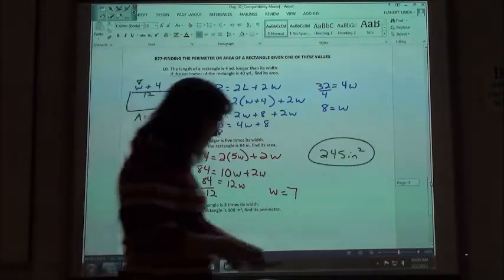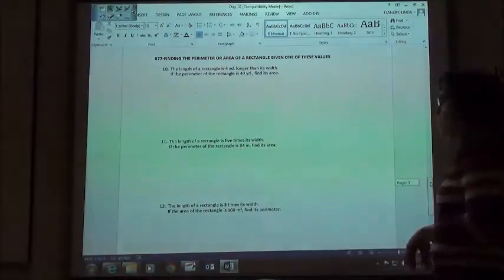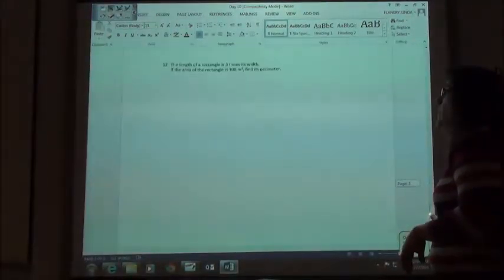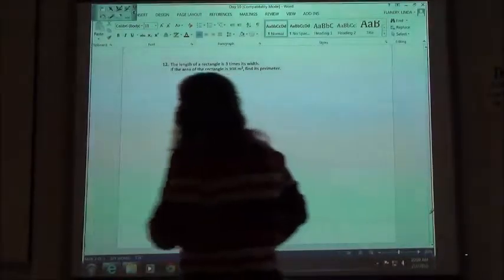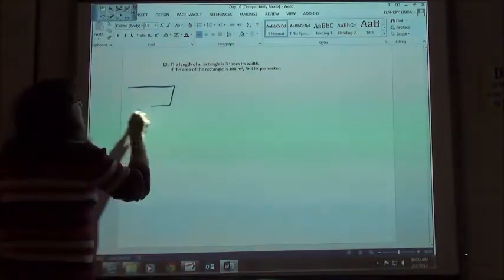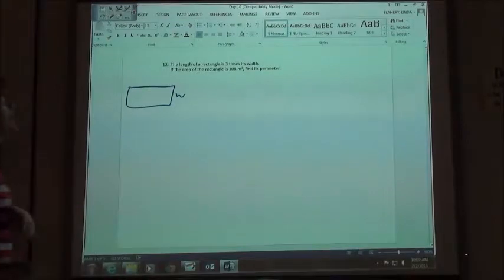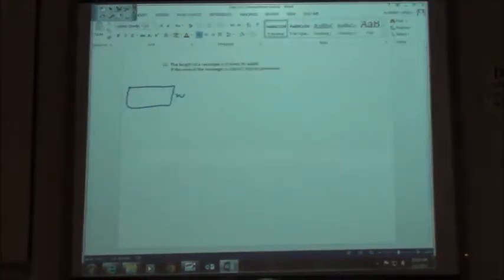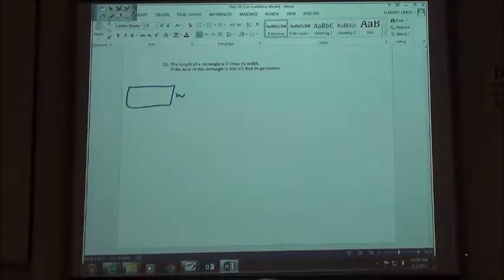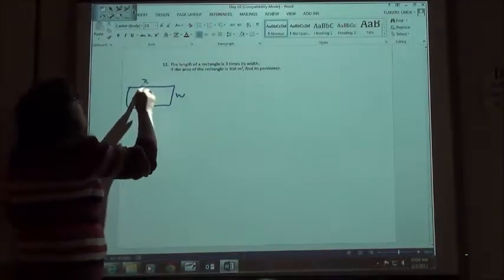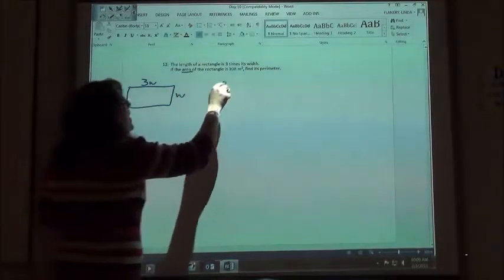The third one will give you the area first. We have to solve that one a little bit differently. But I'm going to start it the same way. Here's my rectangle. I'm not going to know the width, but I'm going to label the length. The length of my rectangle is 3 times my width. So for the length, we're going to write 3W.